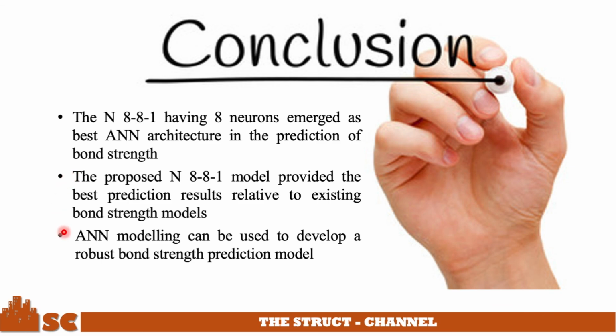And finally, the ANN modeling can be used to develop a robust bond strength prediction model, even with the presence of noisy, complex, and multivariable data. The neural network was able to provide a satisfactory prediction model.